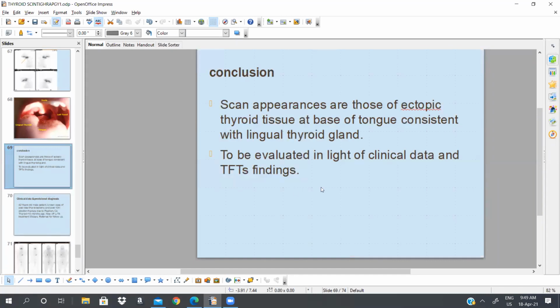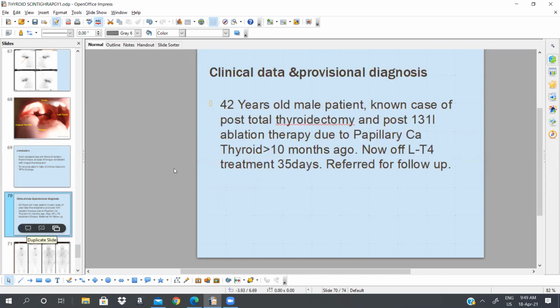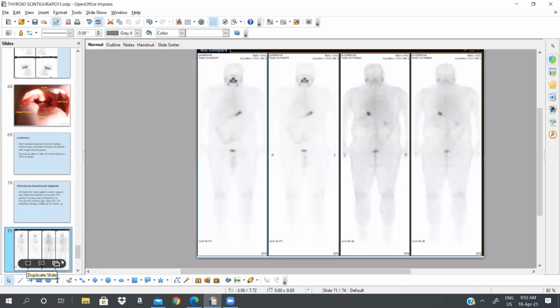Now, this was one of ectopic thyroid tissue, as I mentioned. Now we'll go to a scenario of a patient already having thyroidectomy and why to come back for nuclear medicine to see if there is recurrence or metastasis. A 42-year-old patient, known case of post-total thyroidectomy due to cancer, and he also received iodine ablation. The iodine ablation we use is iodine-131, due to papillary thyroid cancer, done more than 10 months ago. Now he is off thyroxine, as I told you, in order to see the image. And this is the image of this patient.